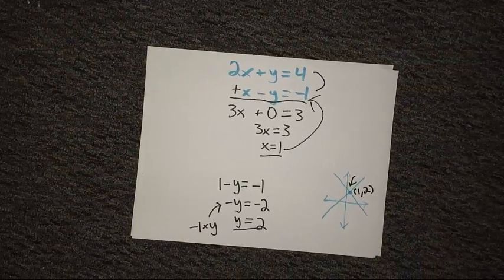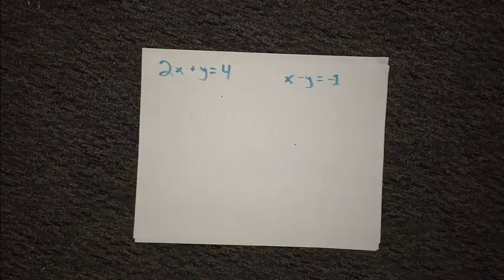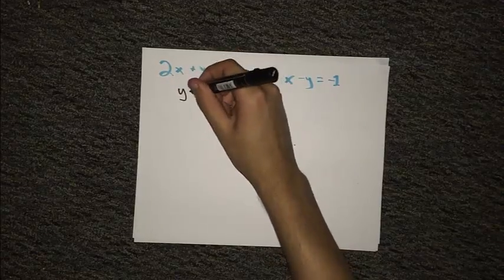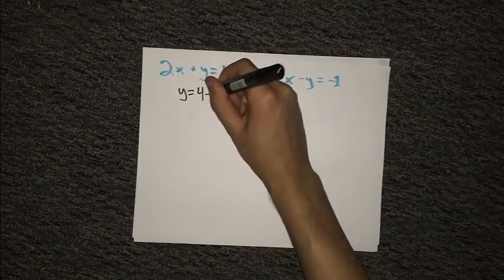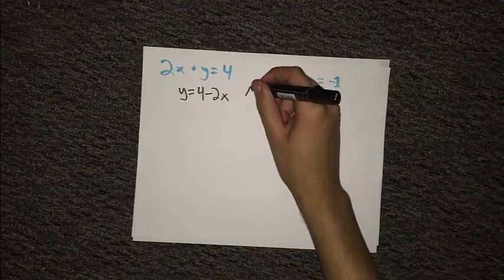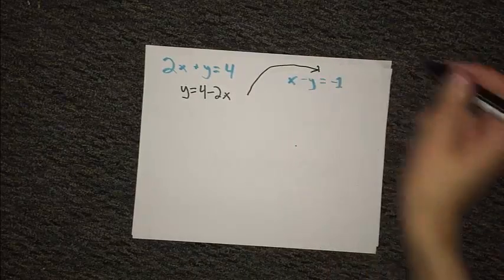This is only one way to solve this problem. Now we're going to look at a different way of doing it. So instead of lining up the equations, this time we'll do them side by side. Let's start by singling out the y on one of the equations. We get y equals 4 minus 2x. Now we're going to use this to replace the y in the second equation.